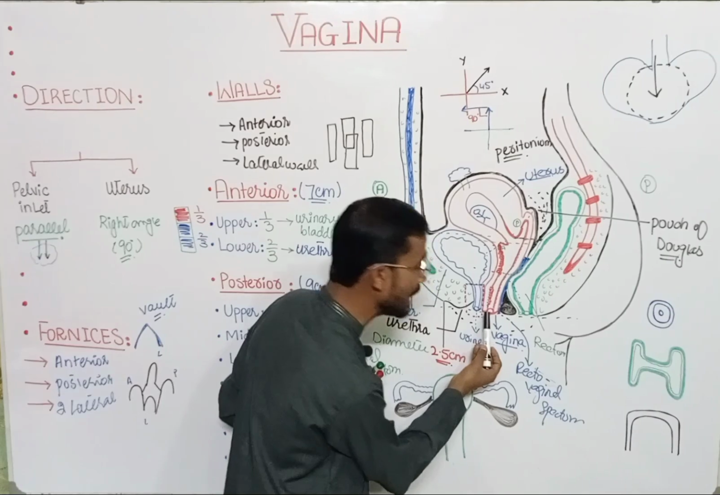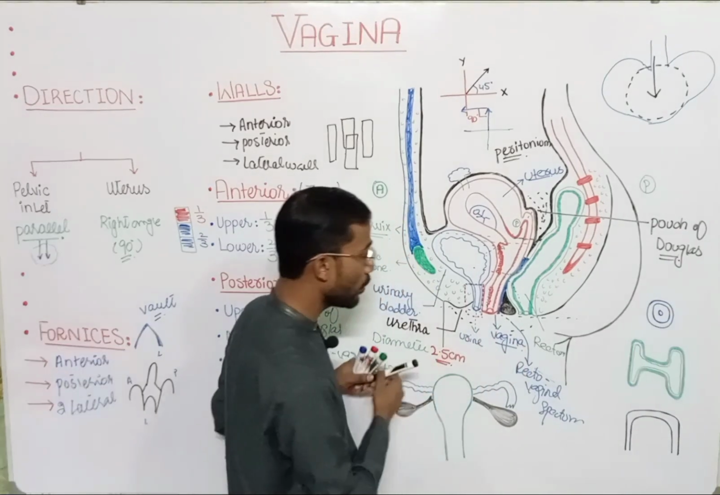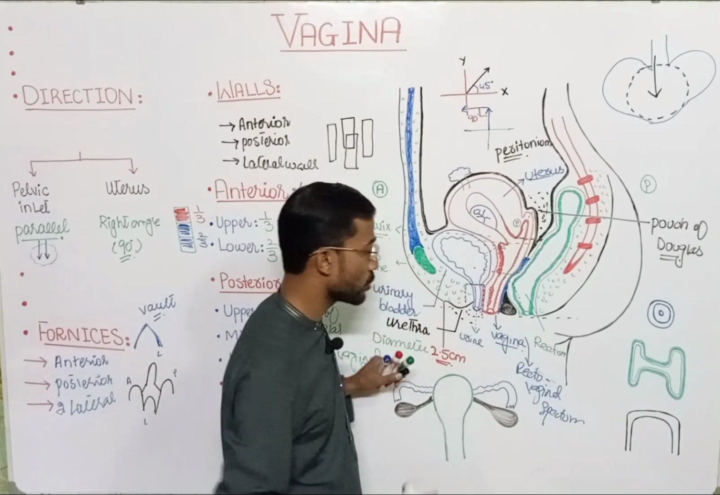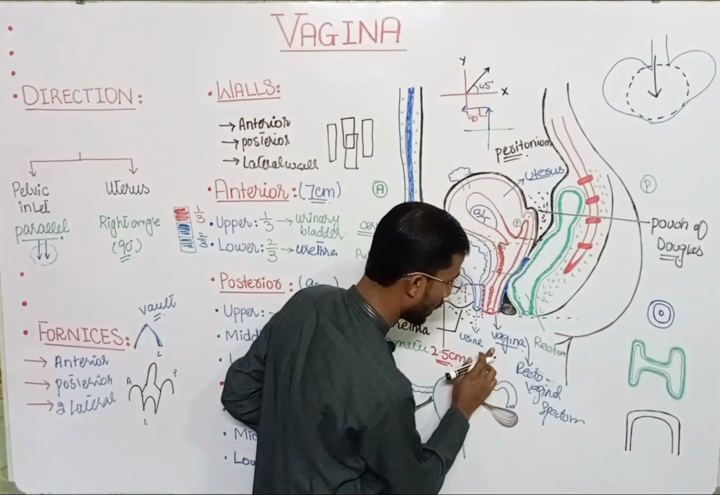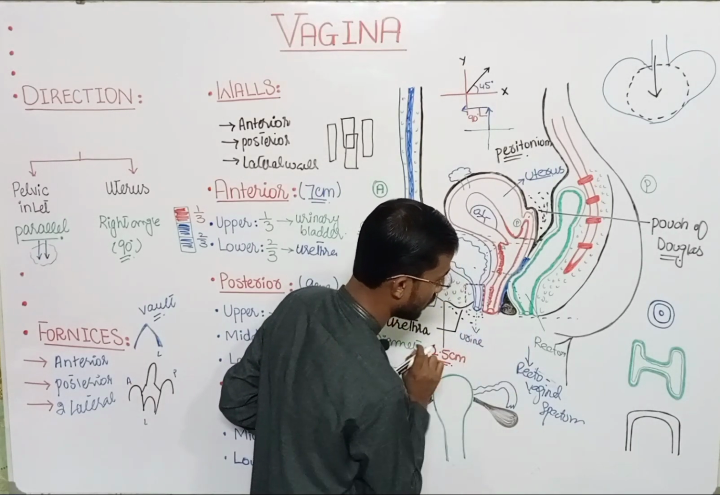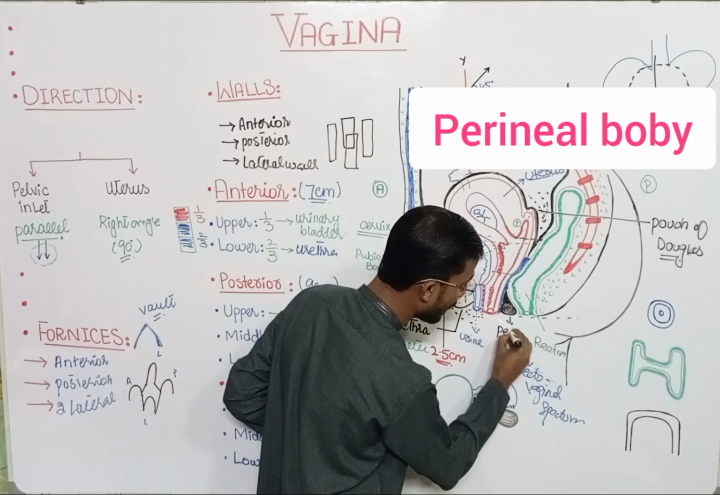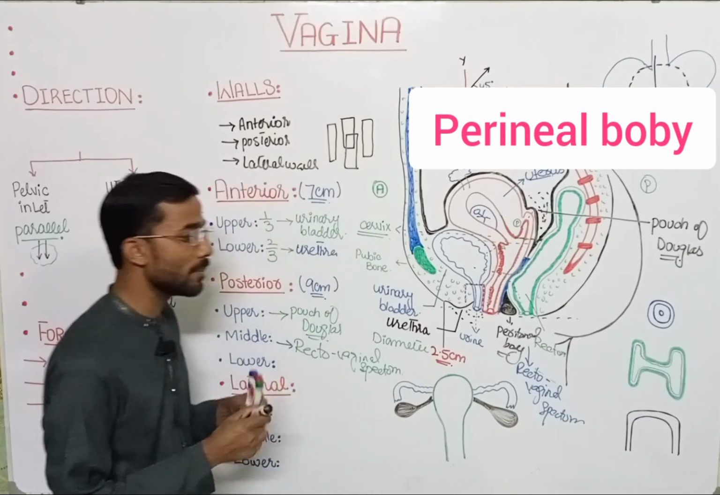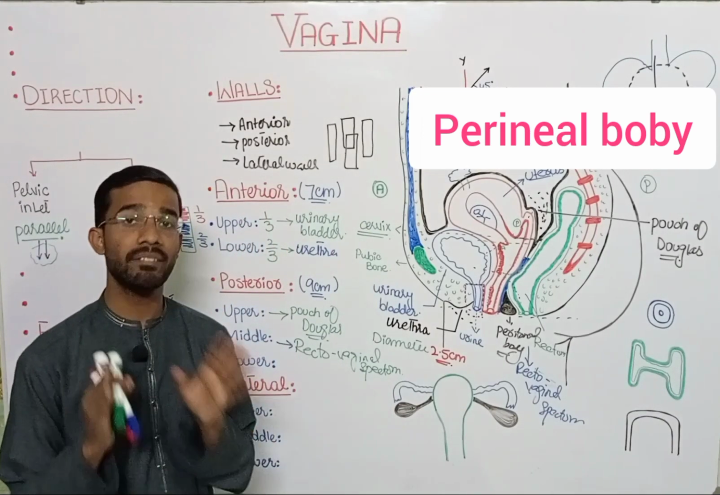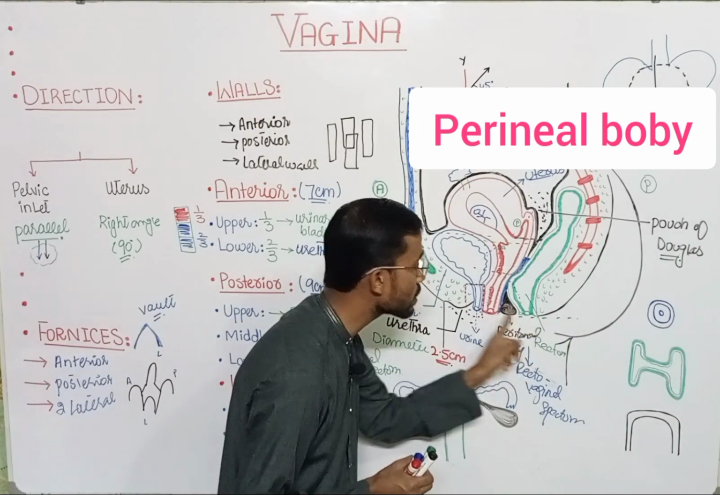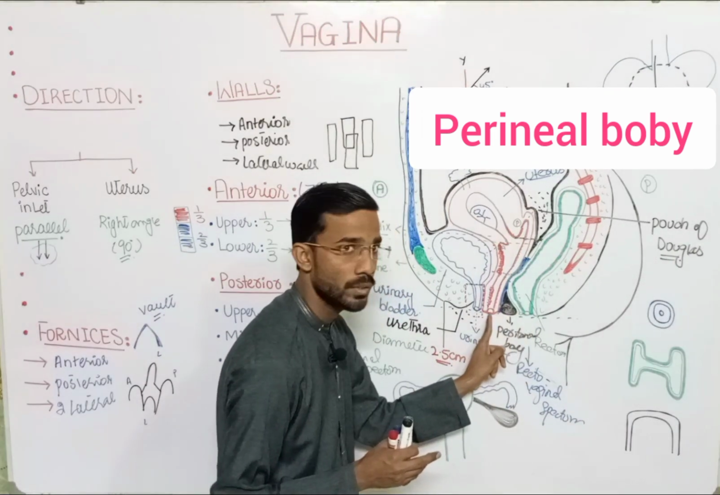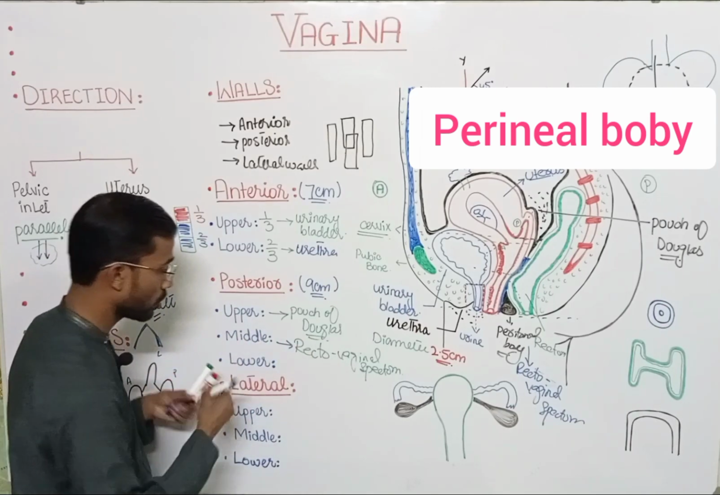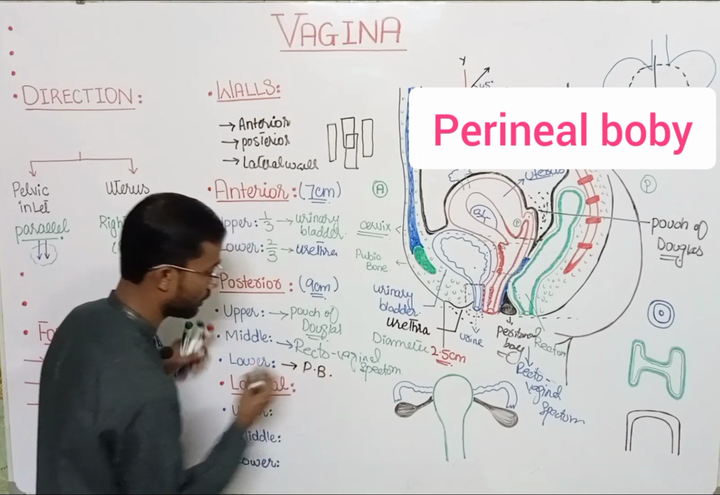So here, between the vagina and the rectum, you will see a region which is called the perineum, which is actually present in both male and female. You will see here, like this one. This is the perineal body, a region between the anus and the vagina, present in the lower part. So this is the perineal body, lower part.